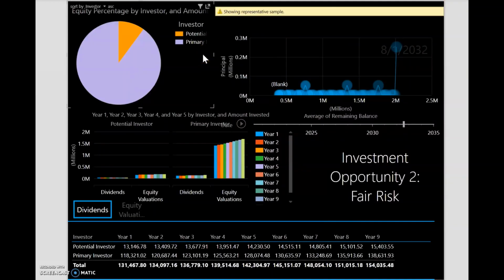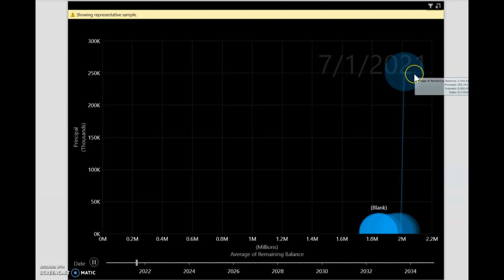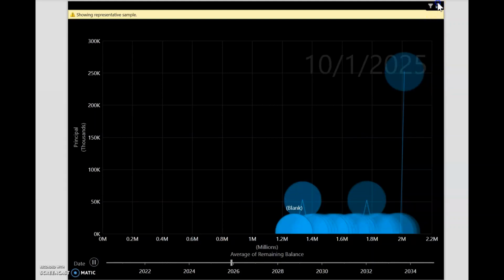Now, what we're going to be doing with that $250,000 is applying it to automation loan number 2 right off the bat. So as you see over here, this visualization shows our principals on the left, on the y-axis, and our average remaining balance on the x-axis. And this big increase over here is the $250,000 being applied to the loan right away.